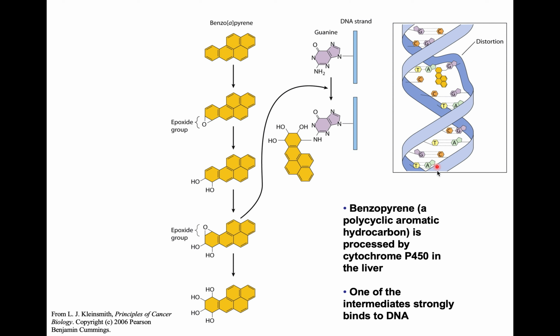And when we get around to trying to copy the DNA, right, go through DNA replication, this DNA molecule is going to cause problems. DNA polymerase isn't going to know how to read that guanine, and we will likely get a base change at that location.